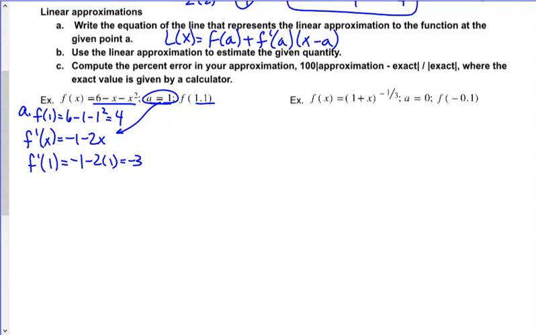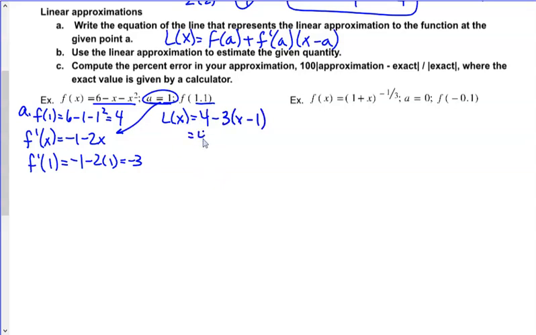Okay? So what is my line? What is my L of x? L of x is equal to f of 1, which is 4, plus my slope, which is a negative 3. So actually, if we want to undo that and do a minus 3, times x minus the A value, which is 1.